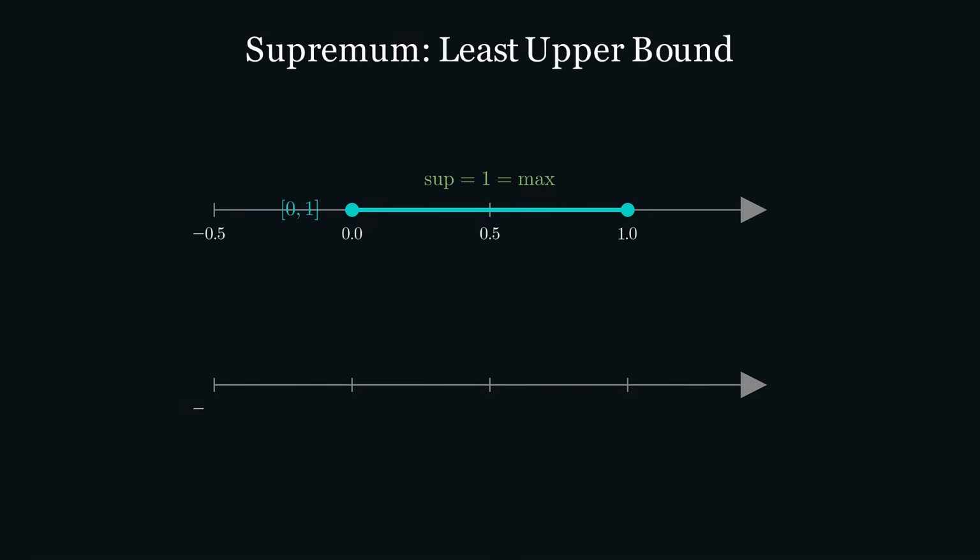For the open interval from 0 to 1, excluding both endpoints, the supremum remains 1, though 1 no longer belongs to the set. No maximum element exists. The set approaches 1 arbitrarily closely without reaching it. Yet 1 remains the least upper bound.